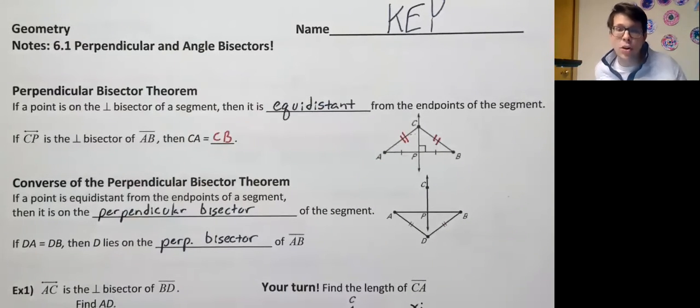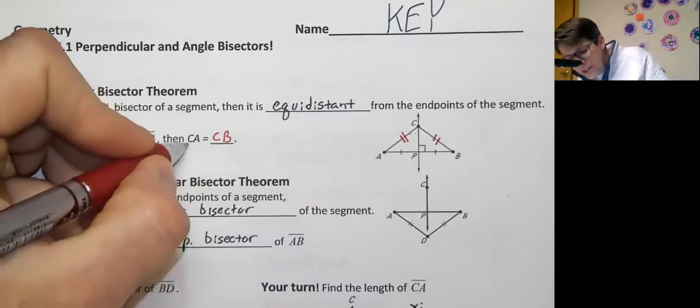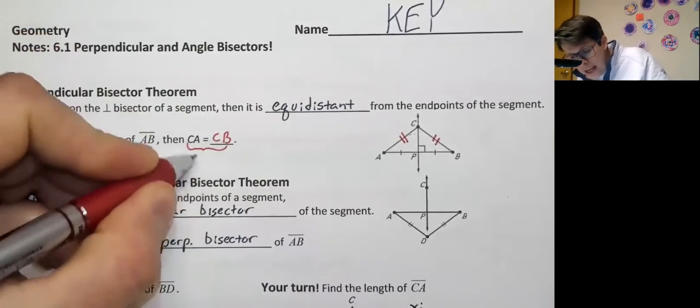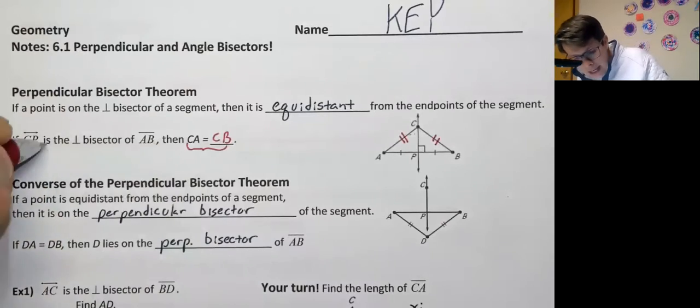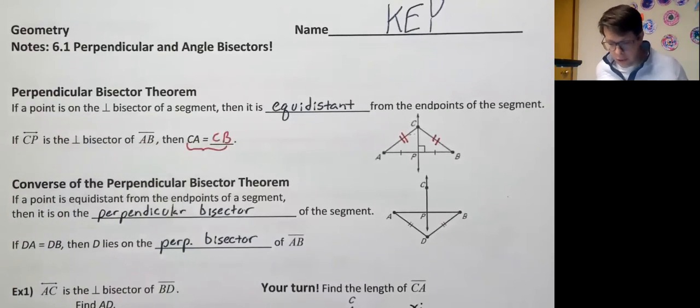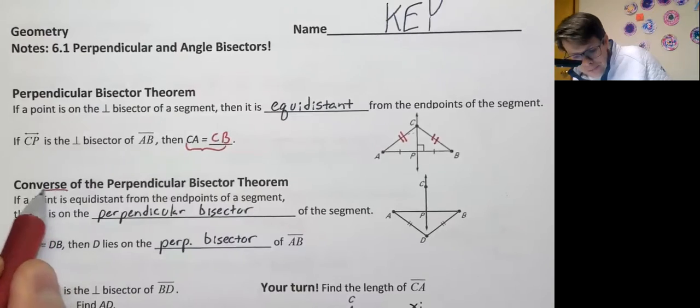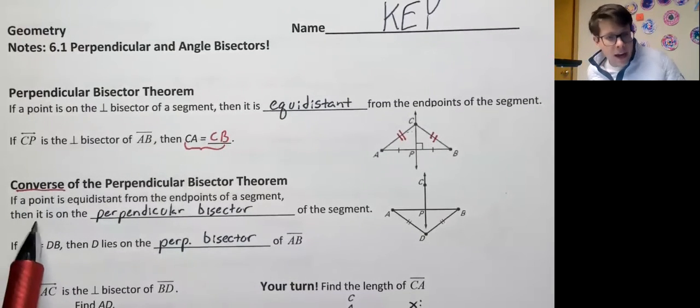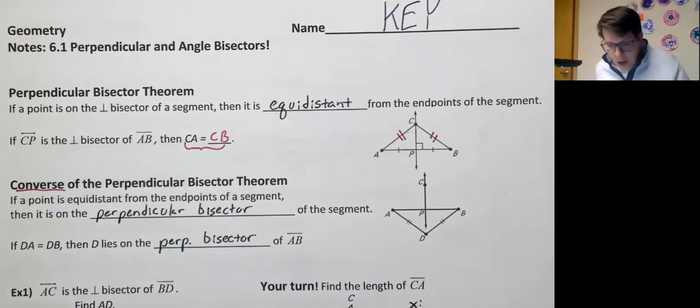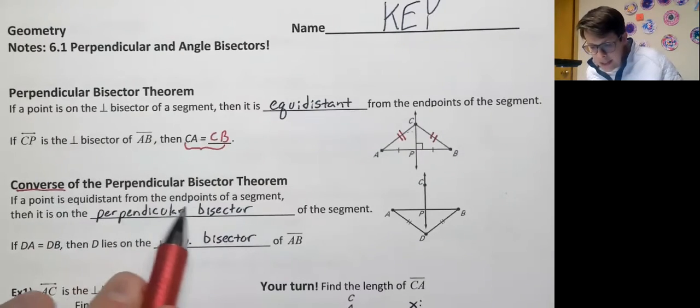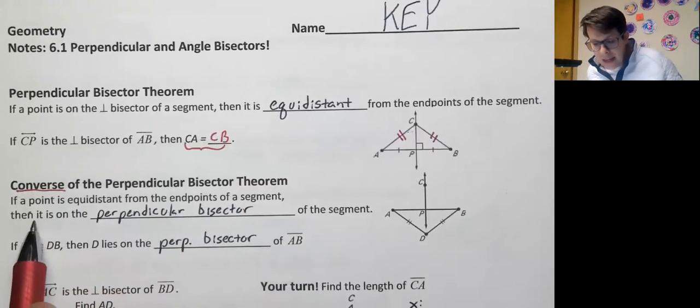Now, this exact theorem also works backwards. If we start off with this piece of information and we go back, we can get to these pieces of information that we are talking about here. That's called a converse. And that converse is stated very clearly for us right here. So if we start off with a point that is equidistant from the endpoints of a segment, then that point is on the perpendicular bisector of that segment.